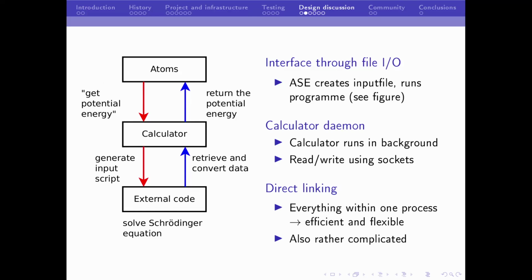So all of that is implemented many times, and with somewhat different patterns. Commonly we have these file I/O calculators. ASE must generate an input file, run an external program, then read the outputs and somehow save that, and then return the requested output. And another pattern is that one launches a persistent process and can talk to it using sockets or pipes.